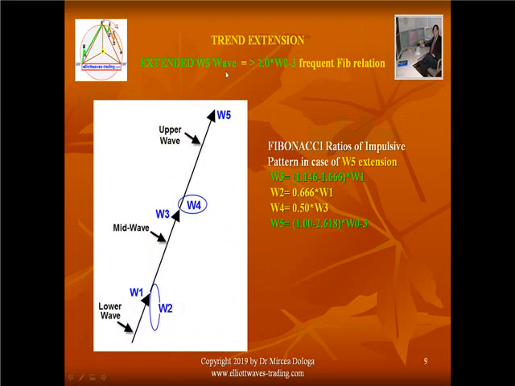The extended wave 5 has a magnitude equal to W0, 3, which is a frequent Fibonacci relation. Now, if we go further here, we see that the size of W3 is 1.146 to 1.666 of W1. W2 and W4 have the same magnitudes, the same Fibonacci relations, and W5, which is the extended wave, goes from 1 to 2.618 of W0, 3.